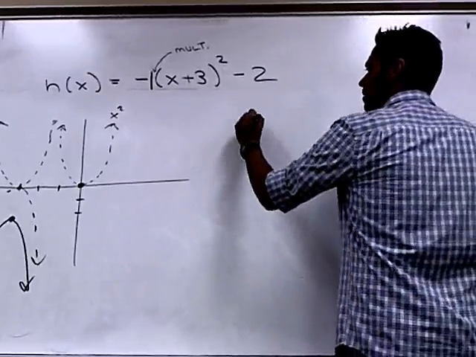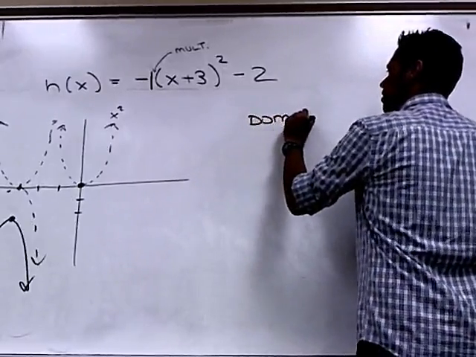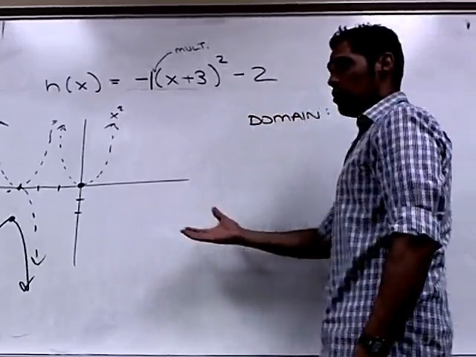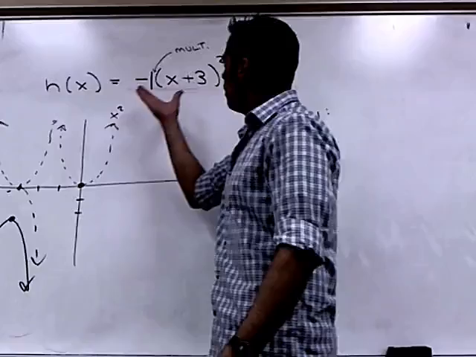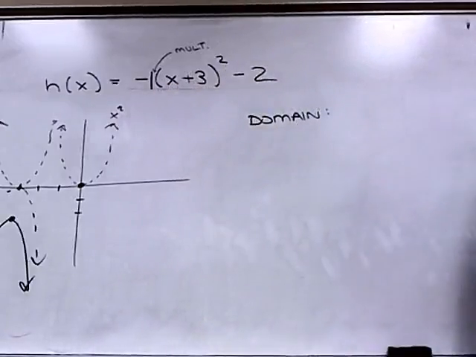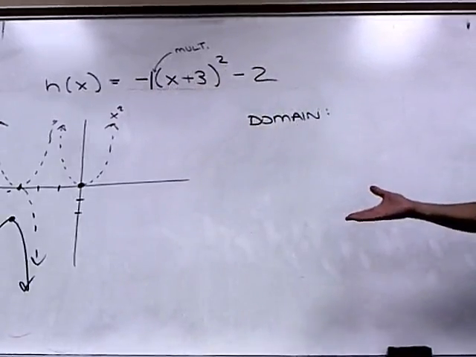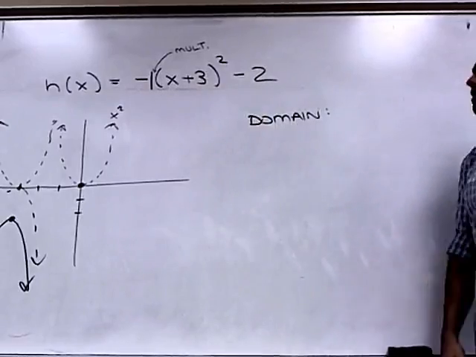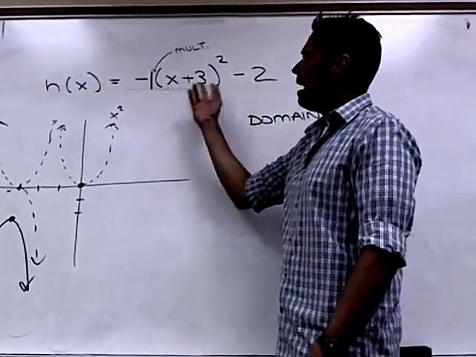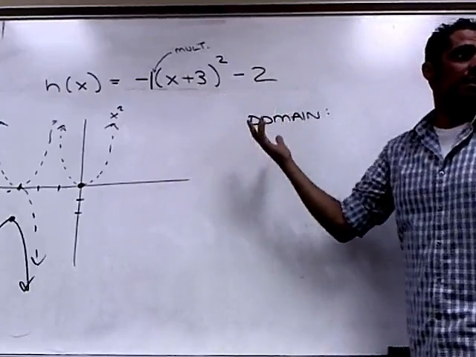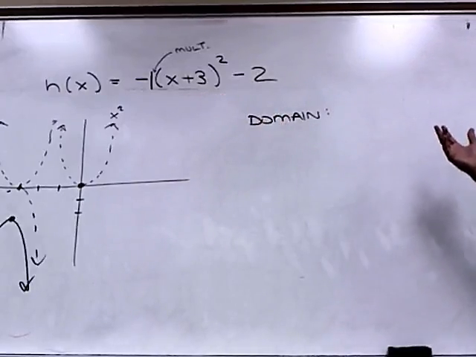So let's talk domain first. There's 2 ways you can do domain here. You can do it visually, or you can do it by looking up here. The easier way, I think, is the visual. Although with this problem, it may not be so bad because we don't have fractions. We don't have square roots, right? So we should always be able to plug a number in and not have any issues.